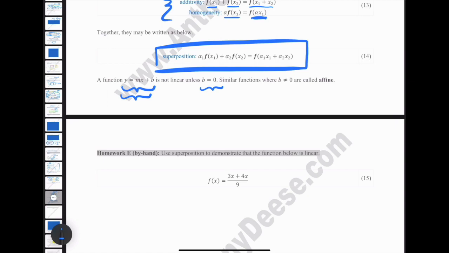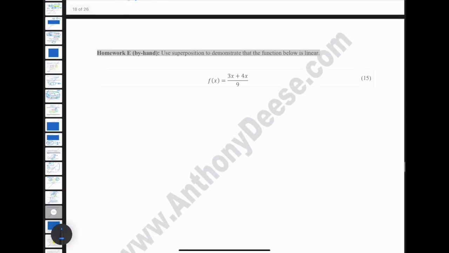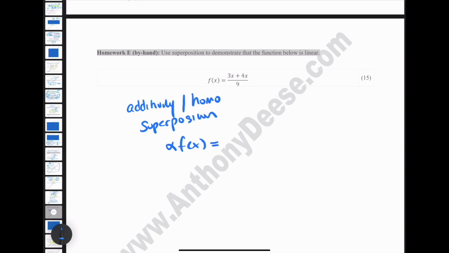We have another homework here, which asks us to use superposition to determine that the function below is linear. And so, you could test additivity and homogeneity separately, or you could just apply the superposition principle outright. Let me give you a little bit of a starter there. Let's say we wanted to test homogeneity, right? That means that alpha f of x should be equal to f of alpha x.